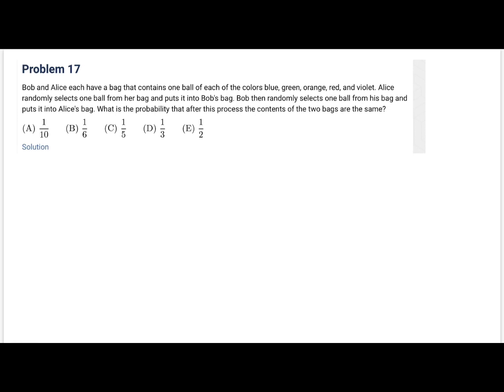Problem 17. Bob and Alice each have a bag that contains one ball of each of the colors blue, green, orange, red, and violet. Alice randomly selects one ball from her bag and puts it into Bob's bag. Bob then randomly selects one ball from his bag and puts it into Alice's bag. What is the probability that after this process the contents of the two bags are the same? So there's one of each color, right? It doesn't matter what ball Alice selects. Bob will have two of the same color and then four of different colors.